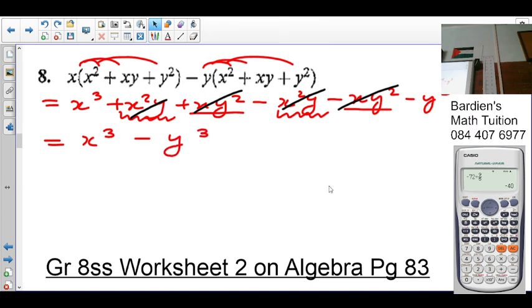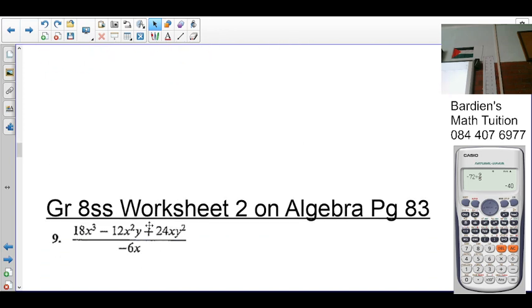Is that like or unlike terms? The exponents are the same, but the bases are not the same. The variables are not the same. Okay? You all understand? Let's carry on.